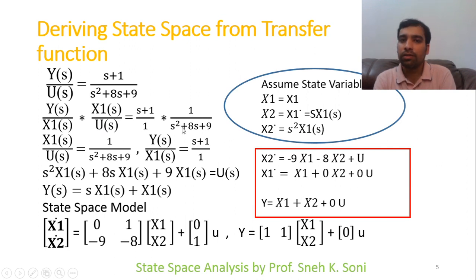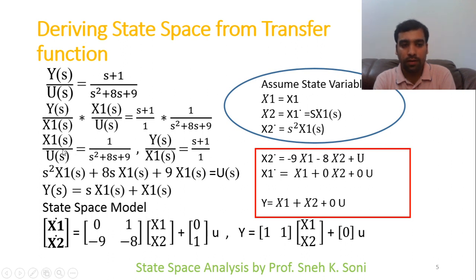After that the sum is very easy. So now x1 by u is the denominator and y by x1 is equal to the numerator. Now I'll do cross multiplication. So it will be s square x1 of s plus 8s x1 of s plus 9 into x1 of s equals u of s.